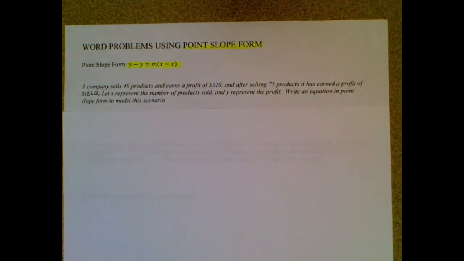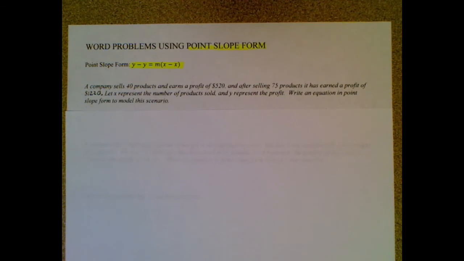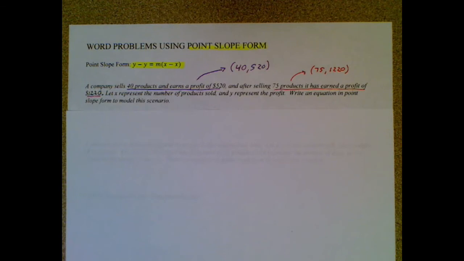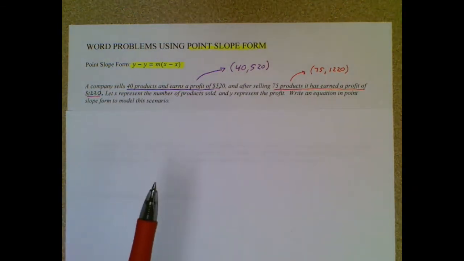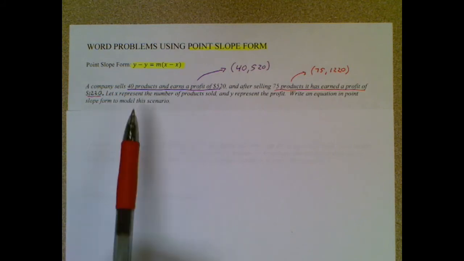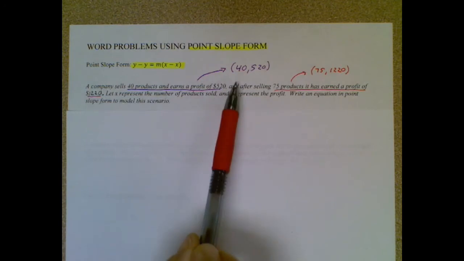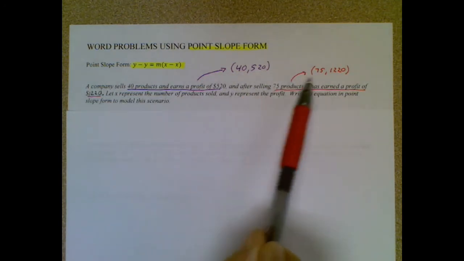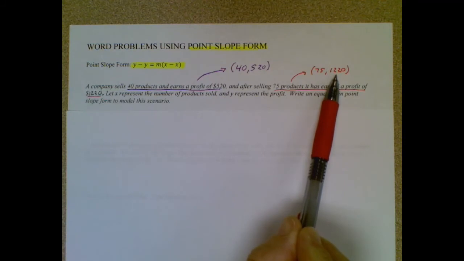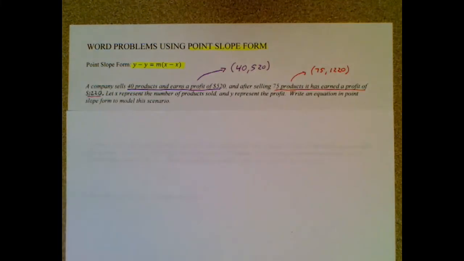Make sure you read this scenario so you understand it as we go through the sheet, or the sheet is worthless. So go ahead and pause the video and read and absorb. These are going to be a little bit unusual. As I read through this problem, I notice that there are two parts that can be turned into ordered pairs. A company sells 40 products and earns a $520 profit: 40 comma 520. And the same thing over here, 75 products, a profit of 1,220. So by reading through here, I can make two ordered pairs.